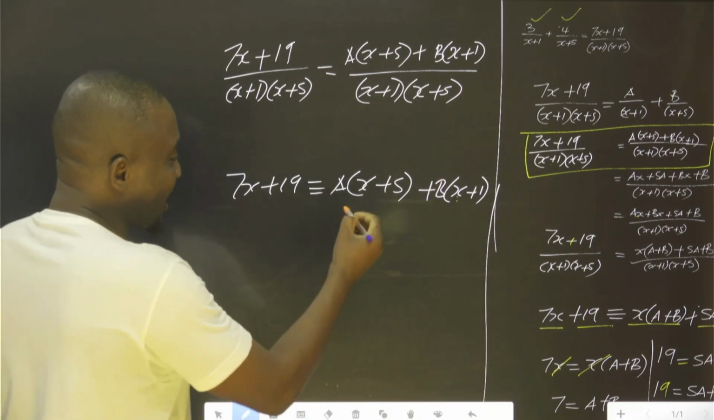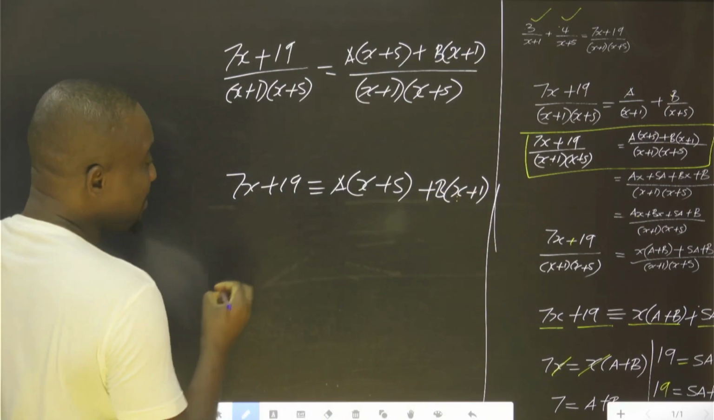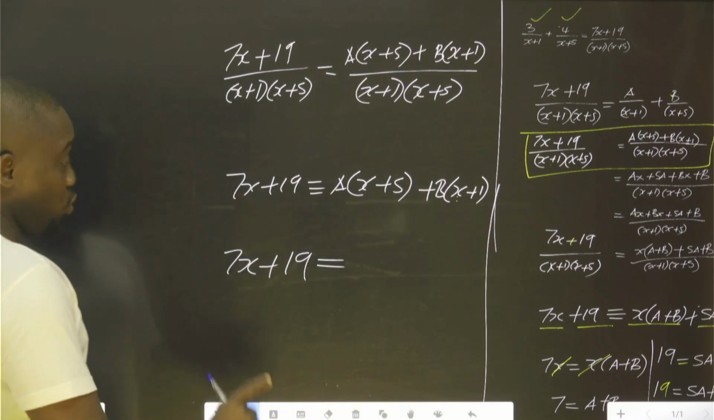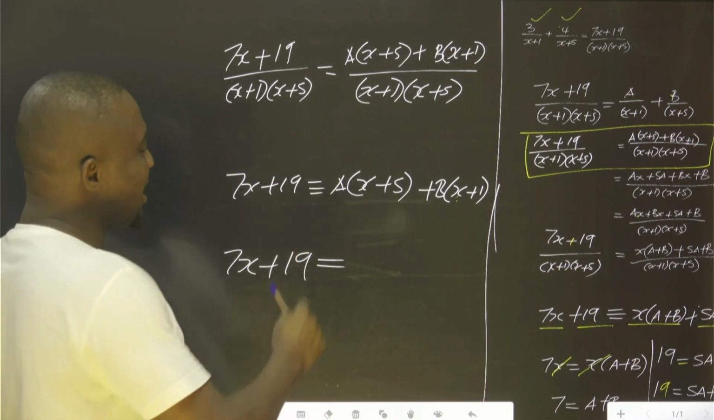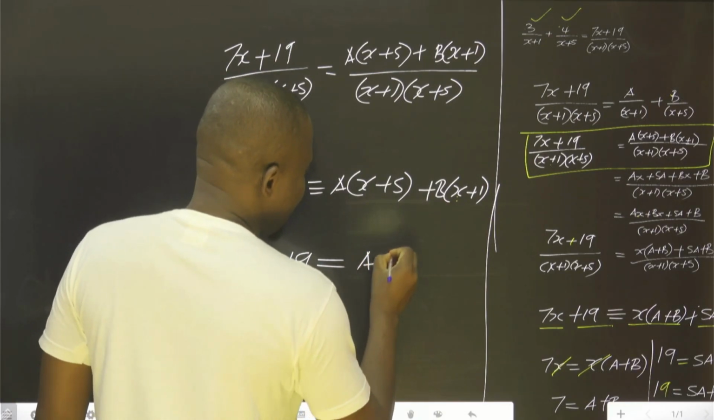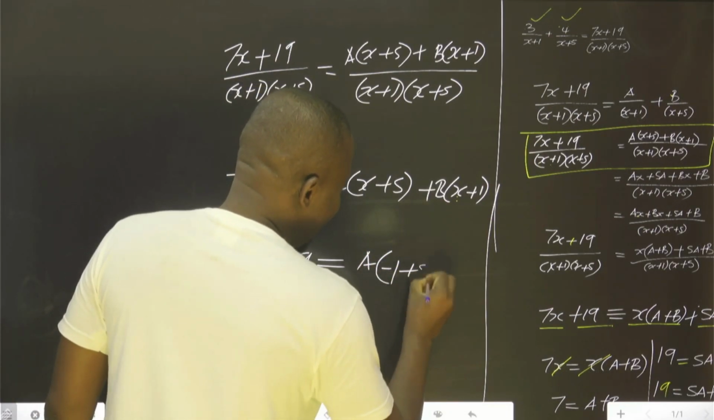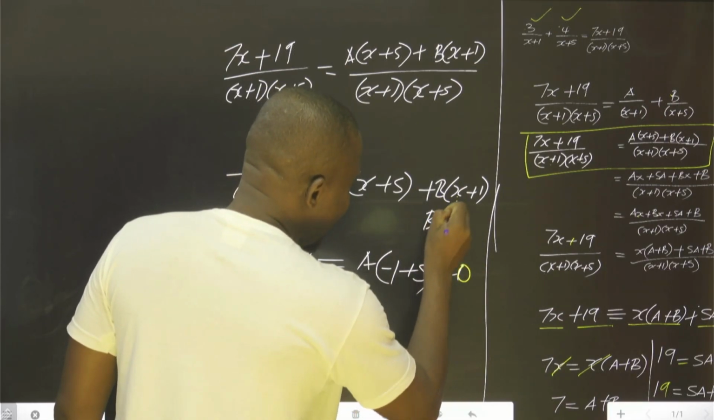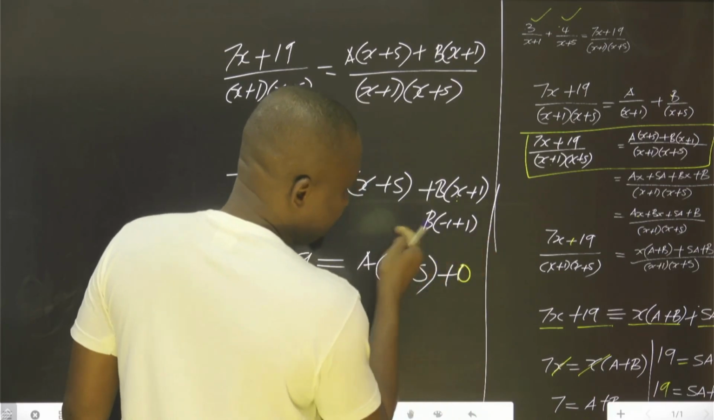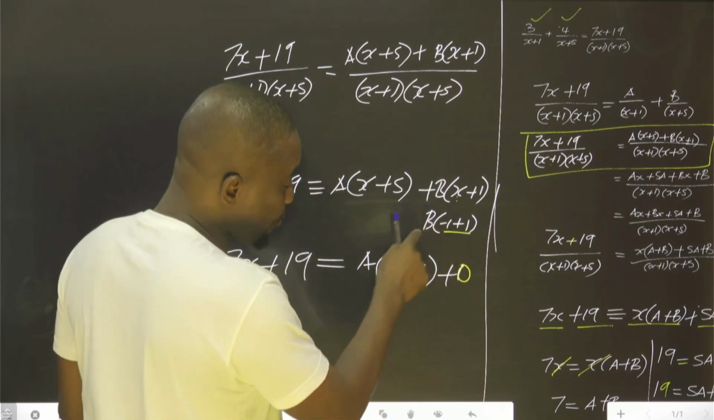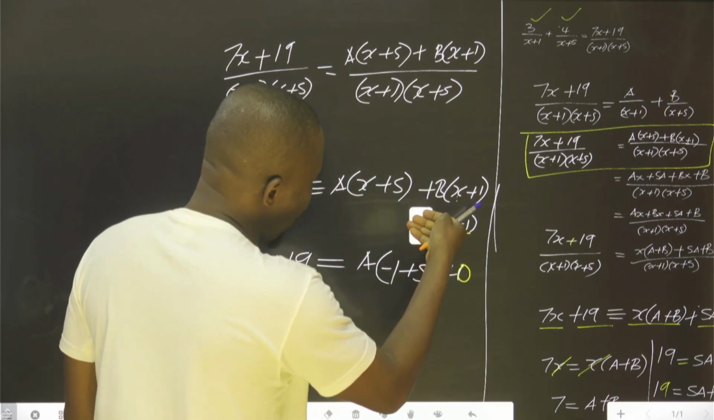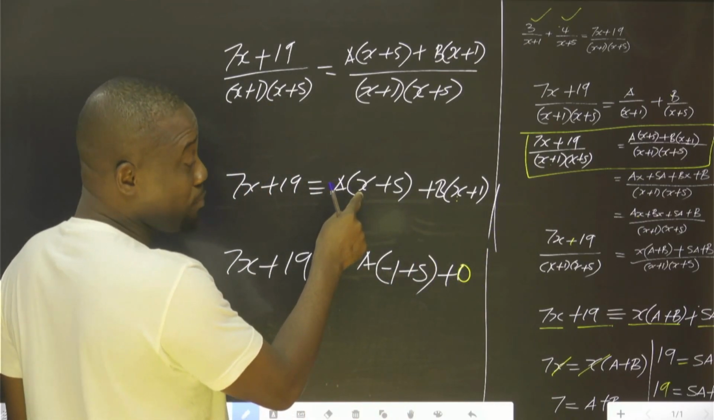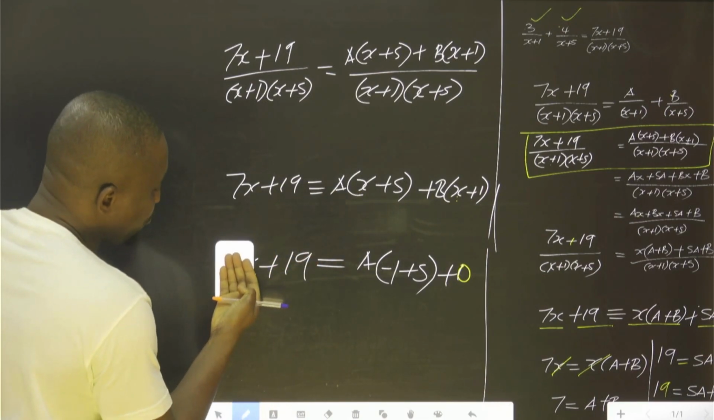So, for instance, if we eliminate this now, we simply say 7s + 19 equals, no longer identity, then A(-1 + 5) + 0. You agree with me that if I put B here and I put minus 1 here plus 1, this will give us 0. 0 multiplied by this is also 0. So that's why I am putting 0 here. So this is the minus 1. Anywhere I find s, I put minus 1. Even here too, I have to put minus 1.